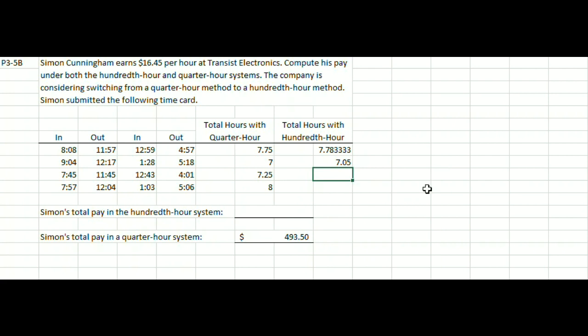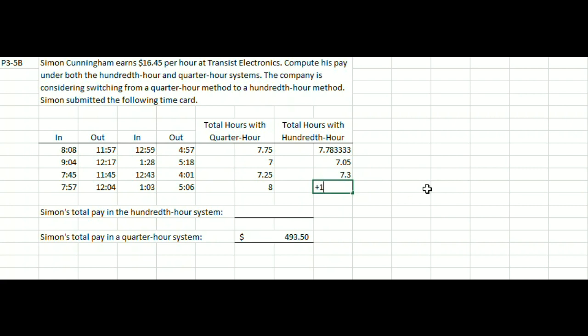On day 3, we have 16 plus 1 over 60 for 4:01 p.m. minus 12 plus 43 over 60 for 12:43 p.m. plus 11 plus 45 over 60 for 11:45 a.m. minus 7 plus 45 over 60 for 7:45 a.m., for a total number of hours for the third day of 7.3.